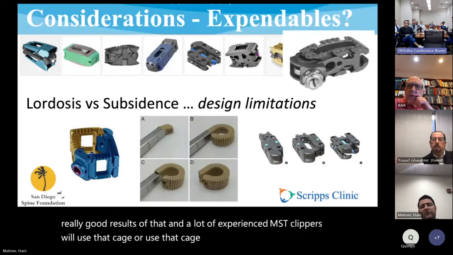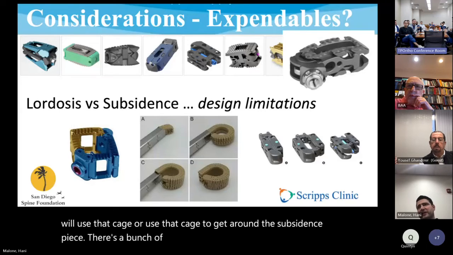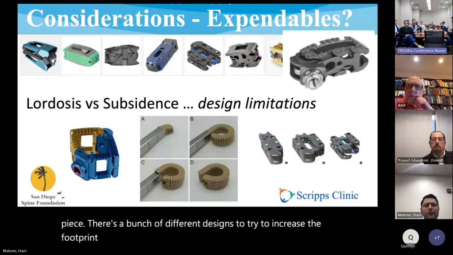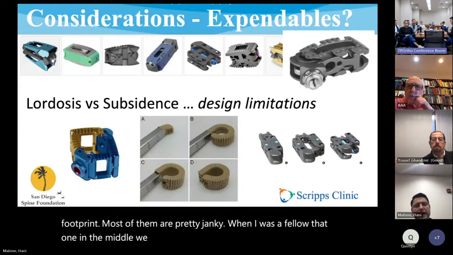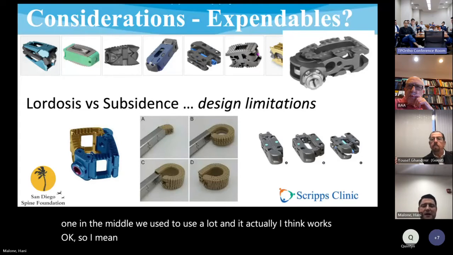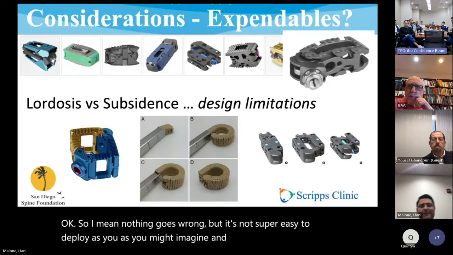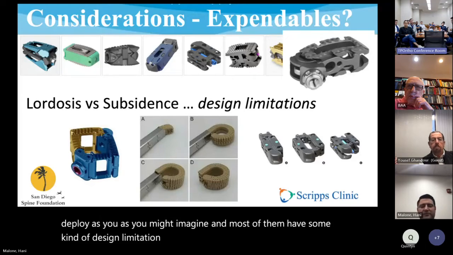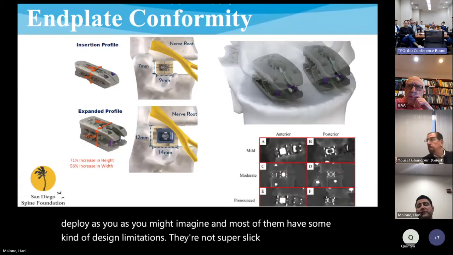To get around the subsidence piece, there's a bunch of different designs that try to increase the footprint. Most of them are pretty janky. When I was a fellow, we used the one in the middle a lot, and I think it works okay, assuming nothing goes wrong, but it's not super easy to deploy, as you might imagine. Most of them have some kind of design limitations. They're not super slick.